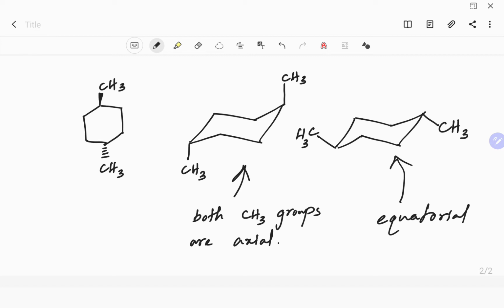These are the two chair conformations that you can draw for trans 1,4 dimethyl cyclohexane. Once again, why is it trans? Because when one CH3 group is on the top plane, the other is at the bottom plane. Okay, so that is how you solve these type of questions.